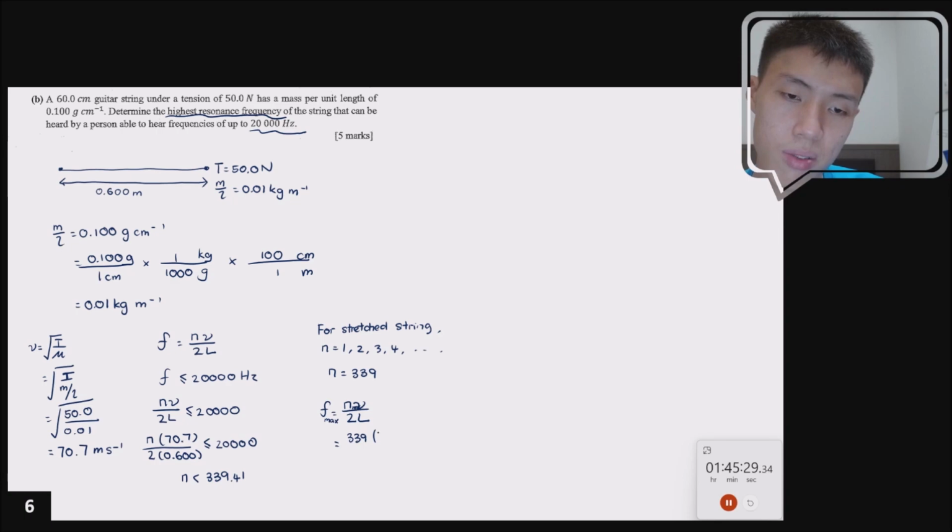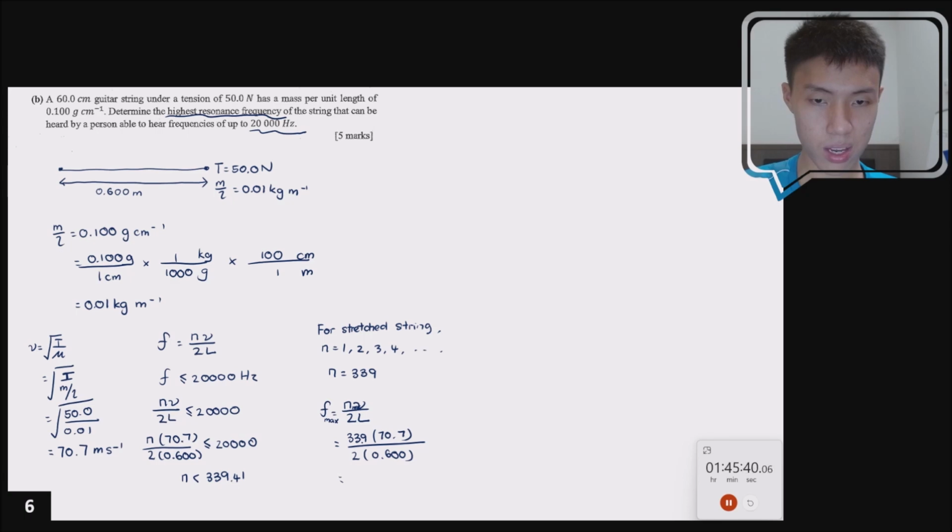Your speed will be 70.7 divided by 2, then the length of your stretched string is 0.600. From this exercise here, you are able to find our maximum frequency to be 19975.7 Hz.